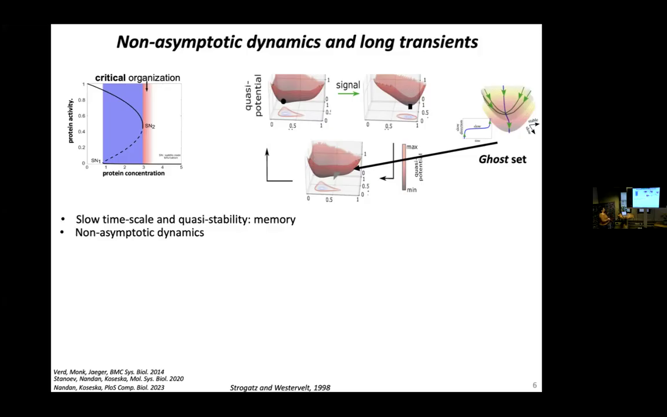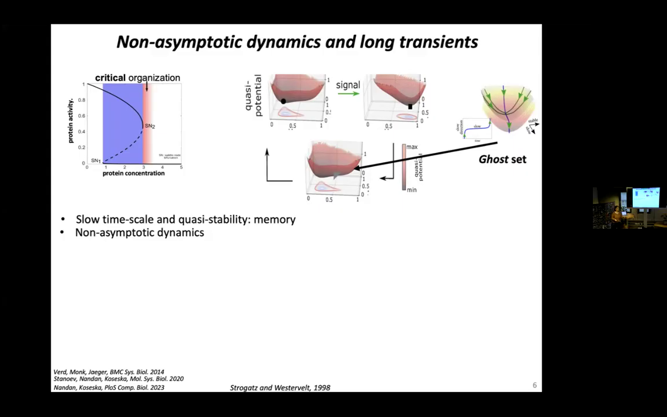So this type of ghost set is not a stable steady state. They, however, give the system a slow timescale and a certain form of quasi-stability. So in the case of the biochemical network that we studied, the timescale of the ghost set is an order of magnitude longer than the intrinsic timescale of the biochemical network. So the system gains a slow timescale for free just by sitting close to this bifurcation. It gives the system a quasi-stability, because the cell can maintain, for example, migrating in a certain direction for a given period of time.